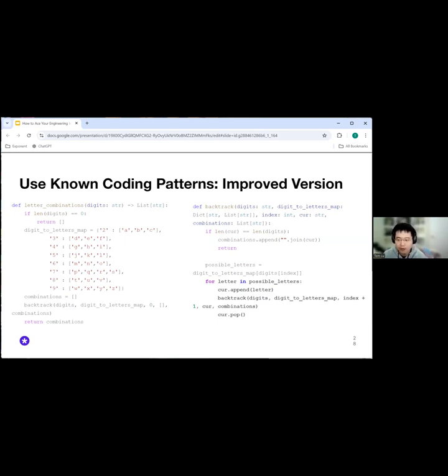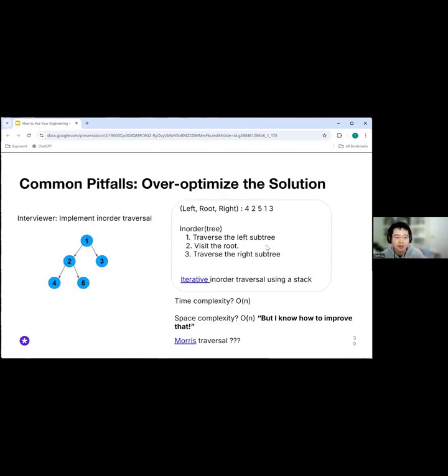It is fine if you are not familiar with backtracking or recursion, but the point here is that if you use a well-known coding pattern, it makes it a lot easier for your interviewer to understand you, and it makes it less likely you write bugs that you have to debug, right?